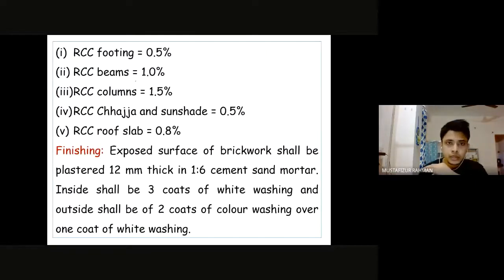Then for calculating the reinforcement, the percentage in different types of works, in beams, in columns, in sunshade, in slab, etc., are given. From there, we have to calculate the total amount of reinforcement required in the building. Then finishing, the painting and finishing works. For that also, we are told what type of and how many layers, how many coats are to be used. So these are part of specification. We have to come back to these things while doing the estimation.